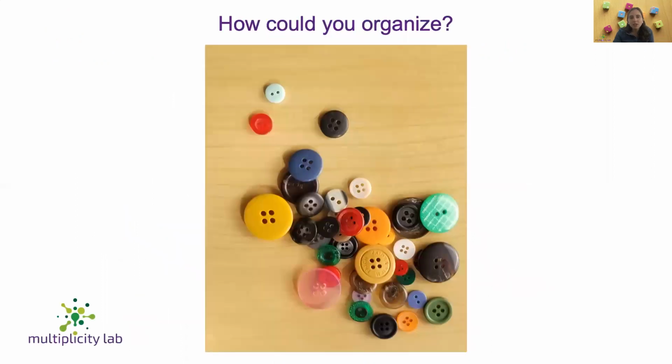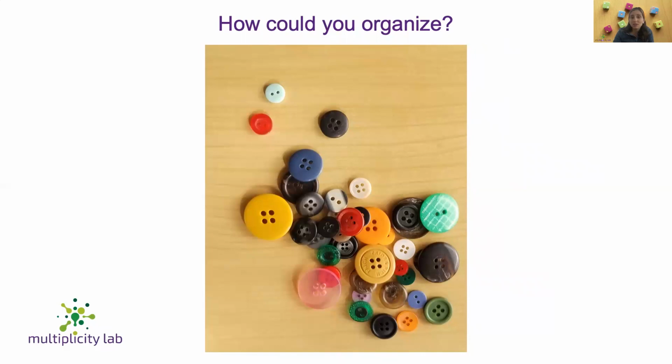In this image, the objects aren't organized in any way yet. Some of the buttons are partially hidden, with others jumbled on top. When you ask, how could you organize these buttons, the first thing students will need to do is focus on what makes the buttons similar and different from one another. In other words, what are their attributes?